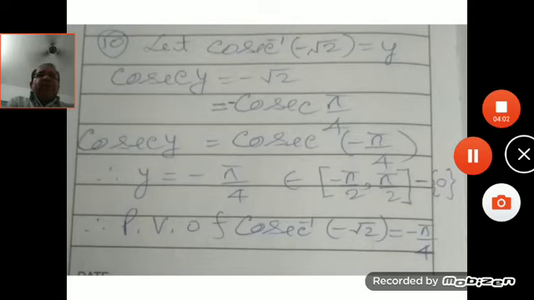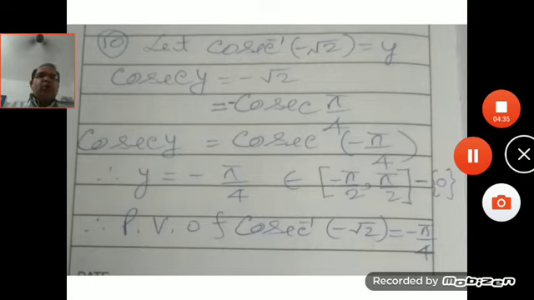Cosec inverse minus square root 2. Suppose this is equal to y. So cosec y is equal to minus square root 2. Now in the case of cosec inverse, as I have already told you, sine inverse, tan inverse and cosec inverse, these three belong to the first category. So we have to adopt the first method. The second method we have already discussed in our previous question.